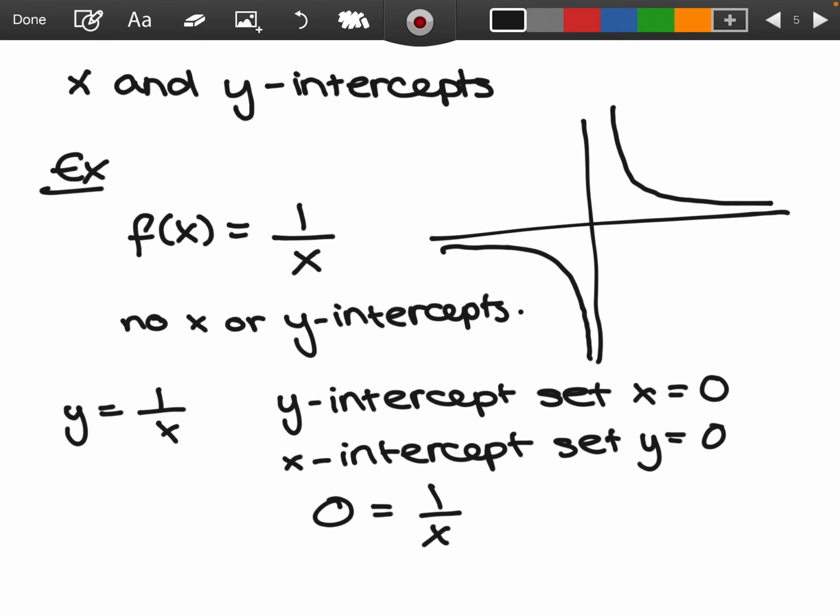When we look at this vertical asymptote here, the vertical asymptote for f of x equals 1 over x is actually just the y-axis. It's x equals 0. That is the vertical asymptote of this particular graph. The question is, how do we find that vertical asymptote for other rational functions? Do they exist for every rational function? How do we find those?